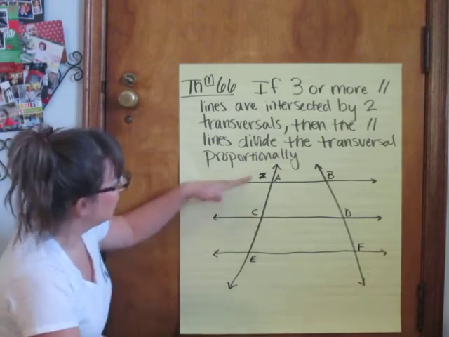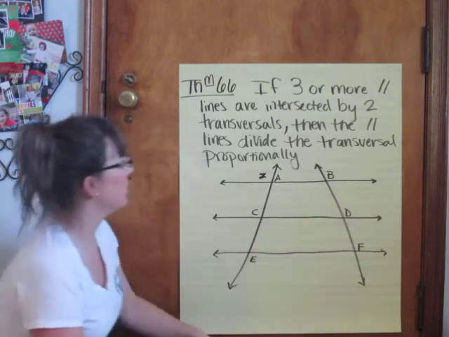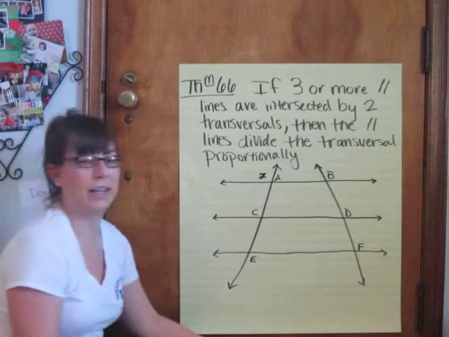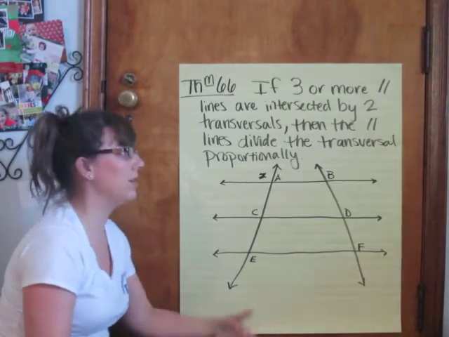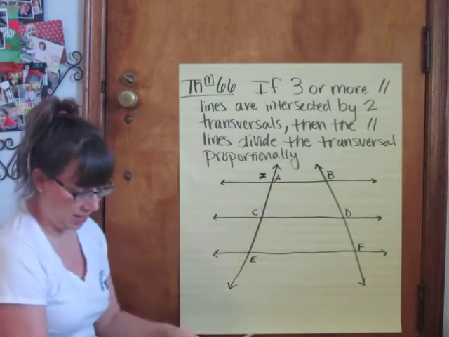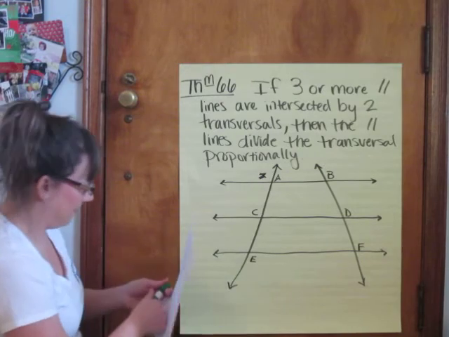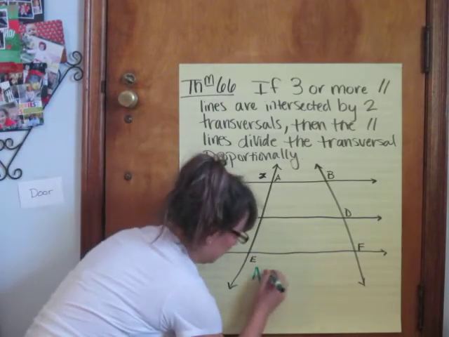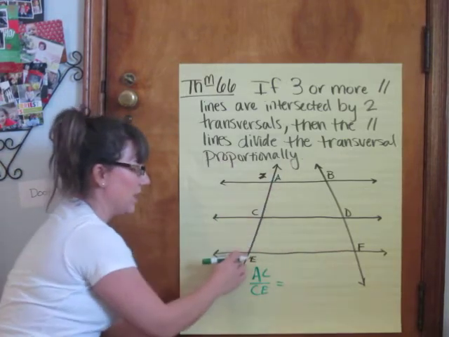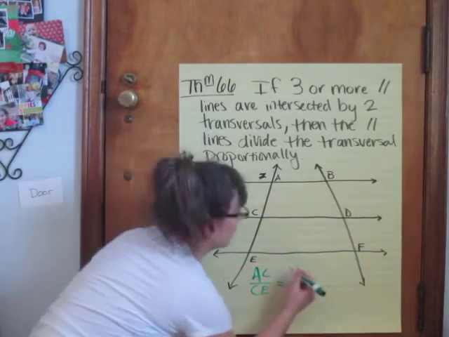So, if 3 or more parallel lines are intersected by 2 transversals, then the parallel lines divide the transversals proportionally. Again, in math, you know how we are. We state what we mean, and that's what the theorem actually is doing, exactly, explicitly what it means. So what does this mean? Well, it means that AC over CE is equal to what? BD over DF. That's all it means.